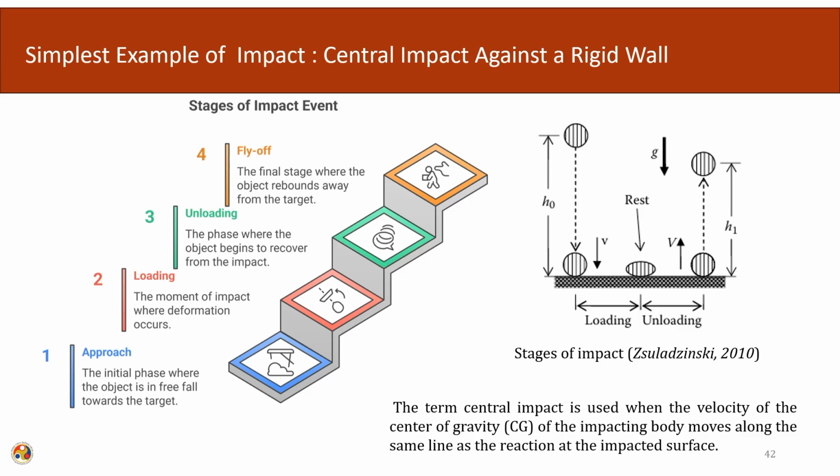First, we can see the approach phase. After that the loading phase occurs, the moment of impact when the deformation occurs. Then unloading, the reversal of the loading, and fly off, where the impactor loses contact with the impacted body. The term central impact is used when the velocity of the center of gravity of the impacting body moves along the same line as the reaction of the impacted surface. This is a very simple example of an impact occurring on a rigid body.